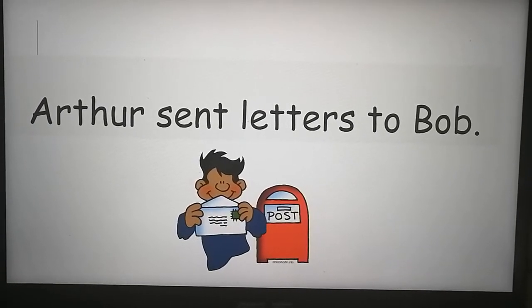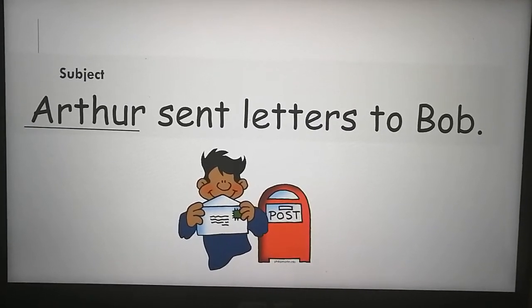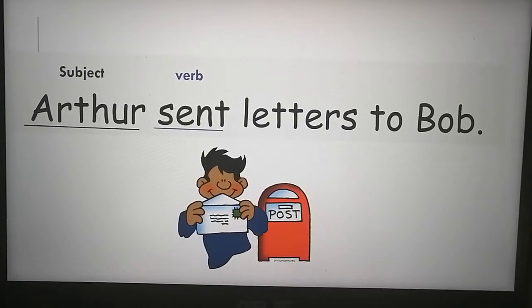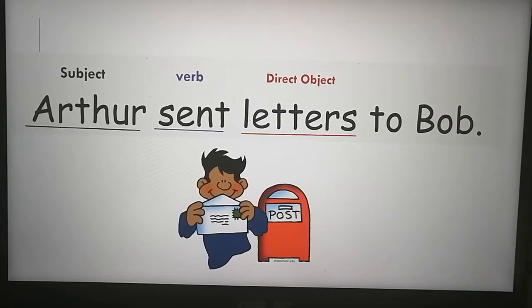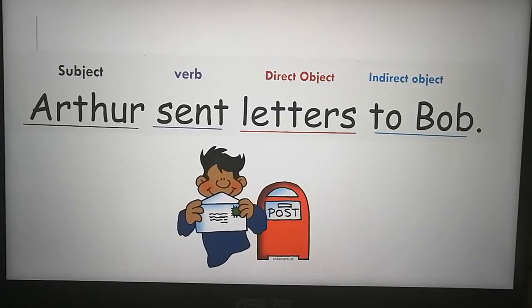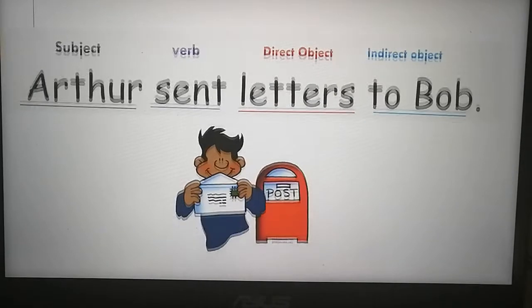Arthur sent letters to Bob. Arthur is the subject. Sent is the verb. Letters is the direct object, and to Bob is the indirect object.